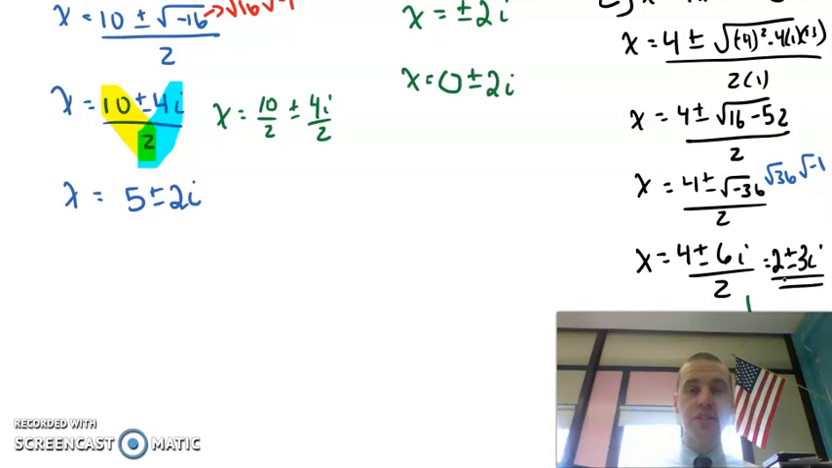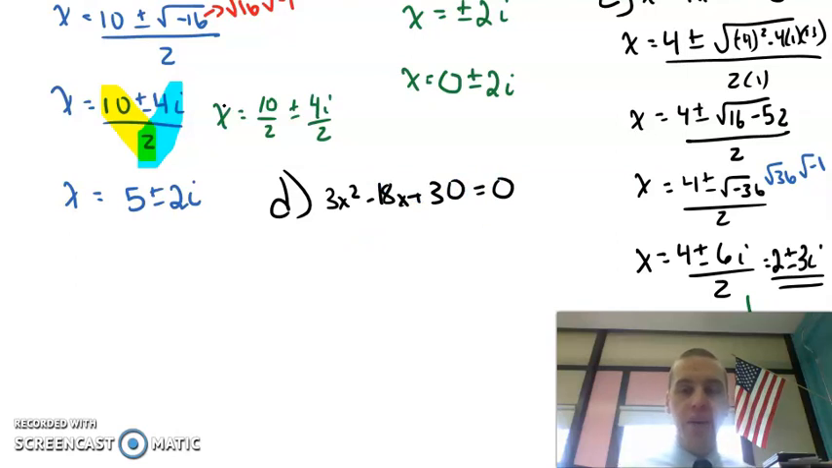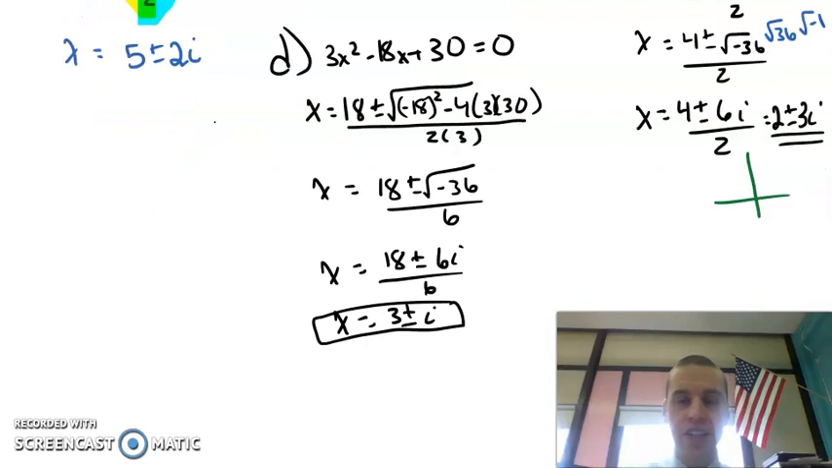What I would like you guys to do is pause the video and attempt to do letter D, which is 3x squared minus 18x plus 30 equals 0. So pause it, try that one, and I'll come back with my work and the answer, and hopefully we got the same thing. And here's the answer to D. Take a minute, look at it, make sure you got it correct, and we'll move on to the next page.